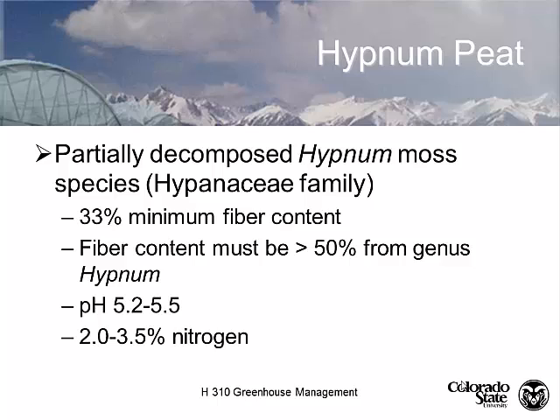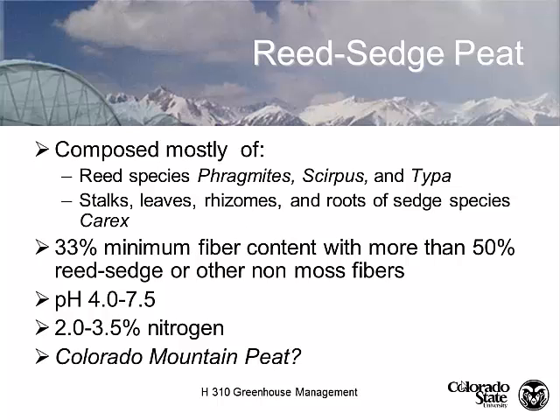All right, so the word peat is pretty generic. We just talked about sphagnum peat moss, and the next peat moss we'll talk about is Hypnum, and it's from species in the Hypnaceae family. To be a Hypnum peat, it's about 33% fiber, and more than half of it has to be from the Hypnaceae family. It's got a pH of 5.2 to 5.5. It's a little higher than sphagnum peat moss. It's more common in Europe and Russia or in the British Isles. Then the final one is reed sedge peat.